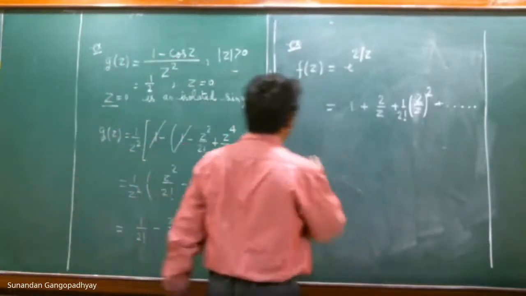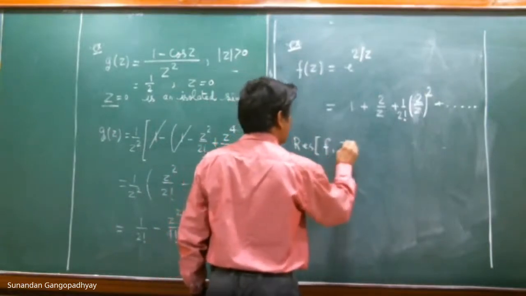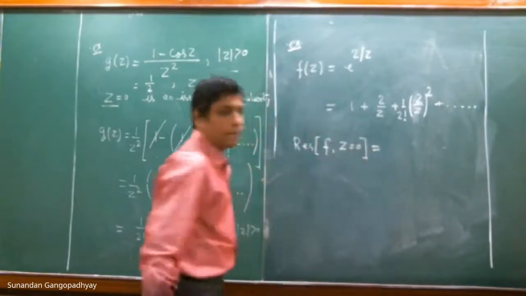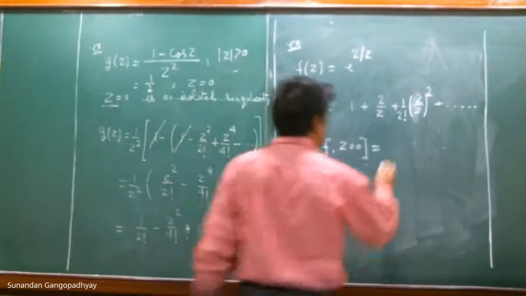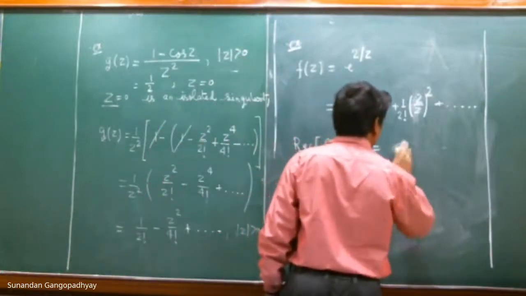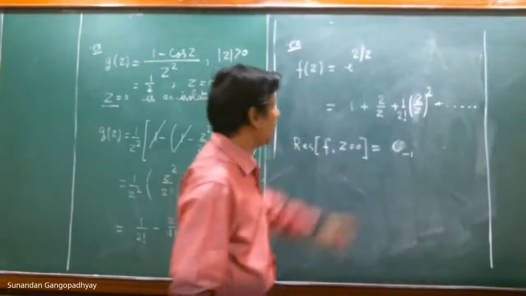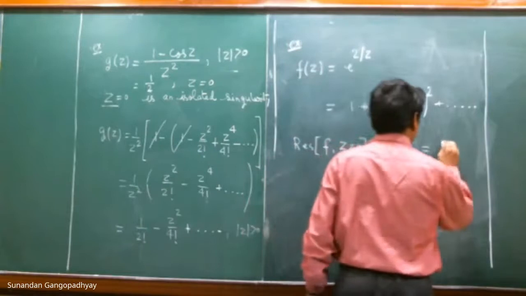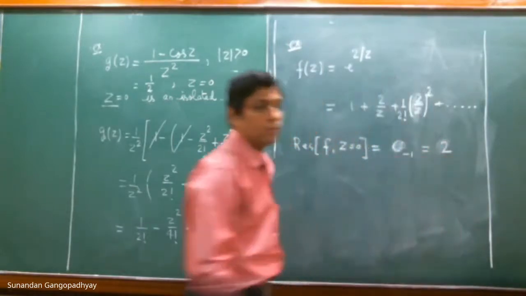But can you calculate the residue of this function at z equal to 0? The answer is yes. It is very simple to calculate. It is just c minus 1. And what is c minus 1? It is the coefficient of 1 by z. It's 2.